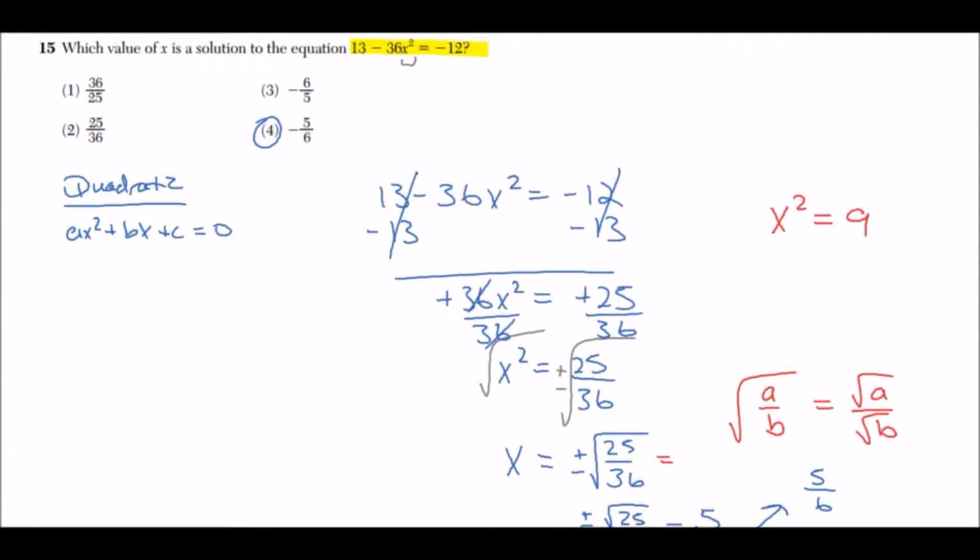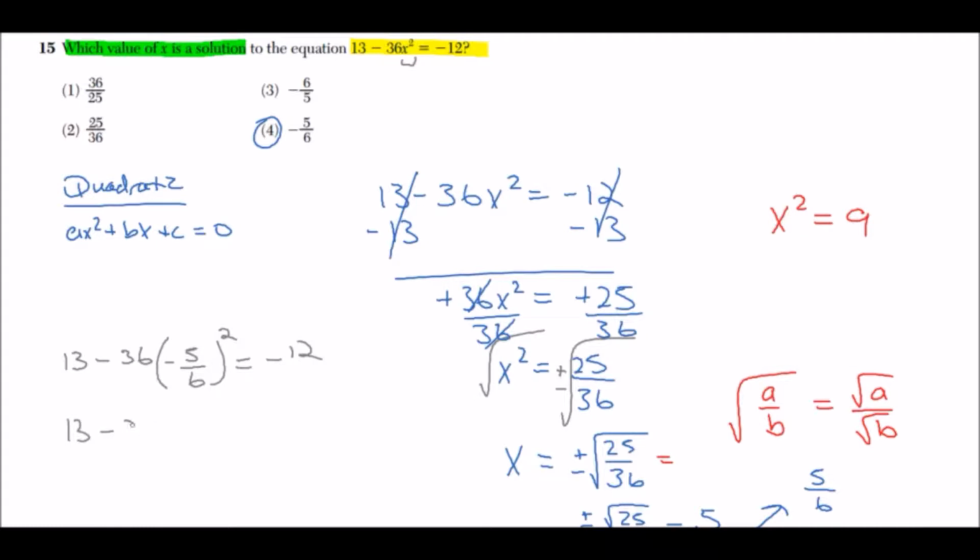Now, as we've discussed in a couple of prior videos, a couple of prior questions, even on this test, when we get a question that's asking us for the value of x, we can actually just substitute the values in. And you'll note that we could back solve this. And I'm just going to do this for choice number 4 here. We get 13 minus 36 times negative 5 over 6 is equal to negative 12. Because remember, we're looking for the value of x that would make this equation true. Don't forget the squared here as I just did.